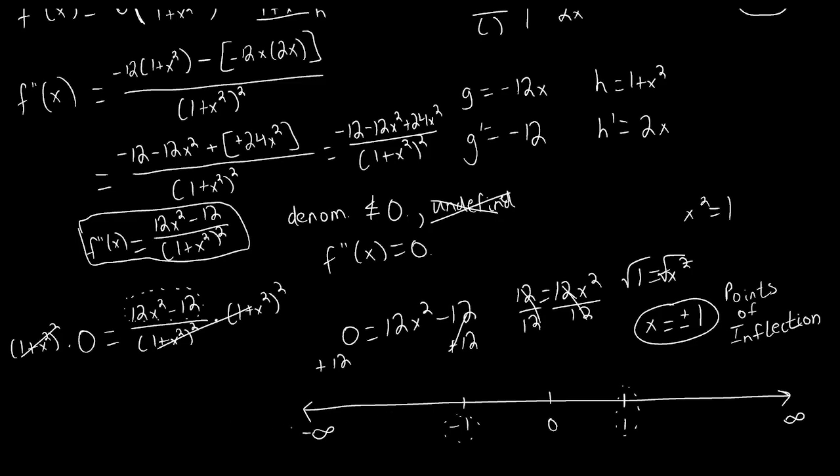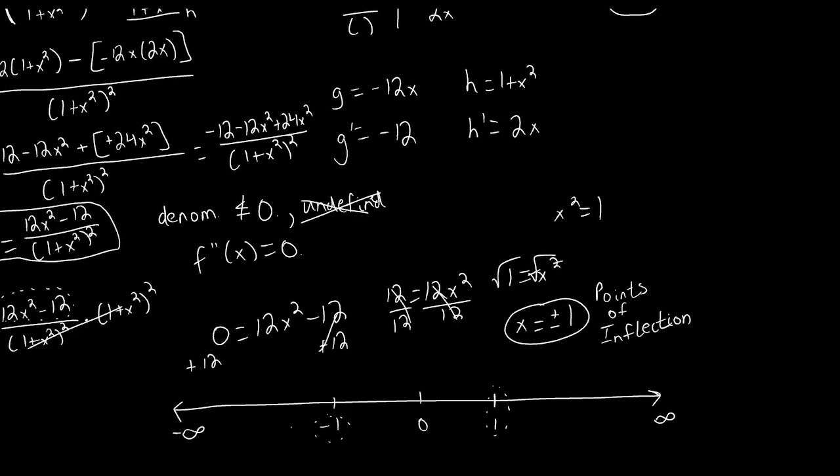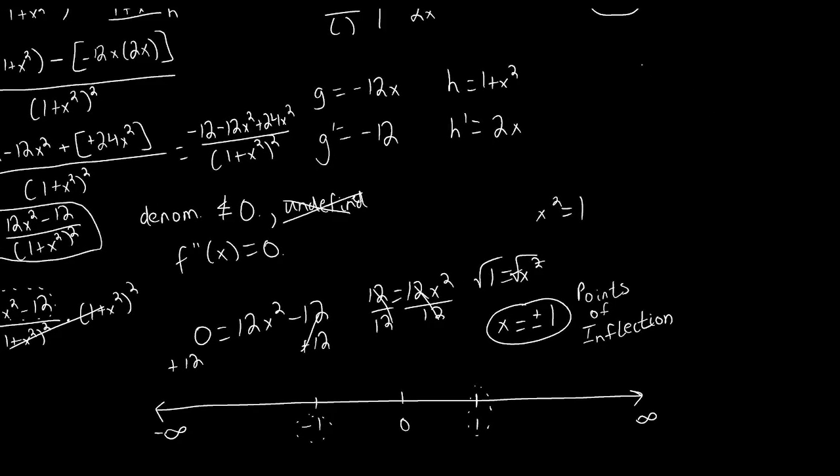I'm going to scroll it over a little bit so I have more room to work. We need to worry about negative infinity to negative 1, negative 1 to 1, and 1 to infinity. Those are our 3 intervals made between the points of inflection and our original bounds of negative infinity to infinity. So for negative infinity to negative 1, let's evaluate f double prime of negative 2. Negative 1 to 1, f double prime of 0. 1 to infinity, f double prime of 2.